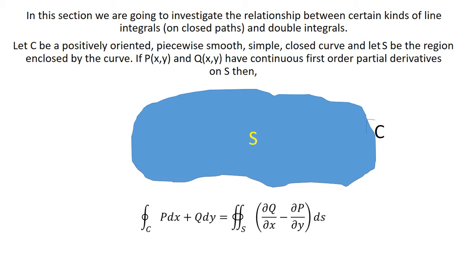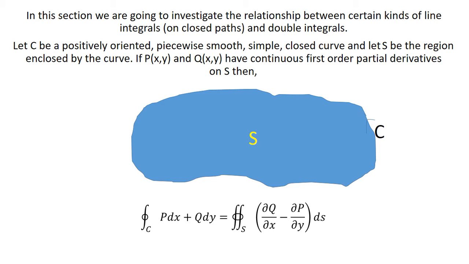Okay, let's start Green's theorem. In this series of lectures, I will be teaching Green's theorem first of all, and then Stokes theorem, and after that Gauss divergence theorem. So in this section, we are going to investigate the relationship between certain kind of line integral and the double integral. So Green's theorem basically transforms from line integral to double integral.